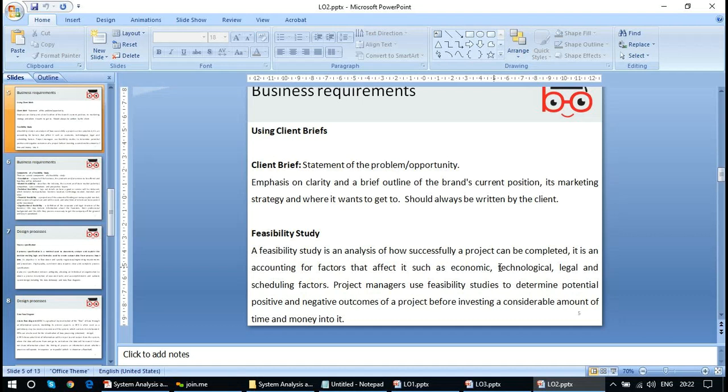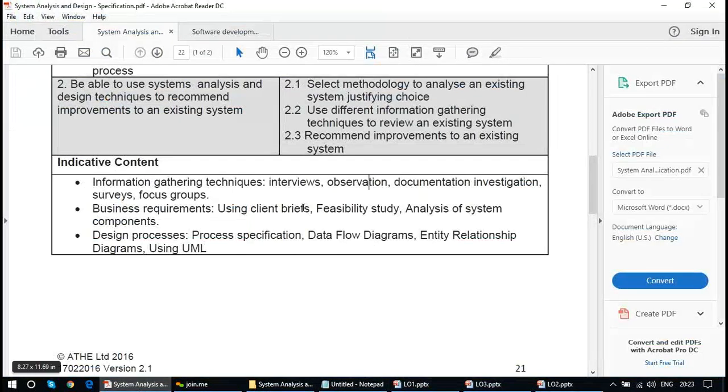An analysis of how successfully a project can be completed. It is an accounting for factors that affect it, such as economic, technological, legal, and scheduling factors. So we are on the new topic now.